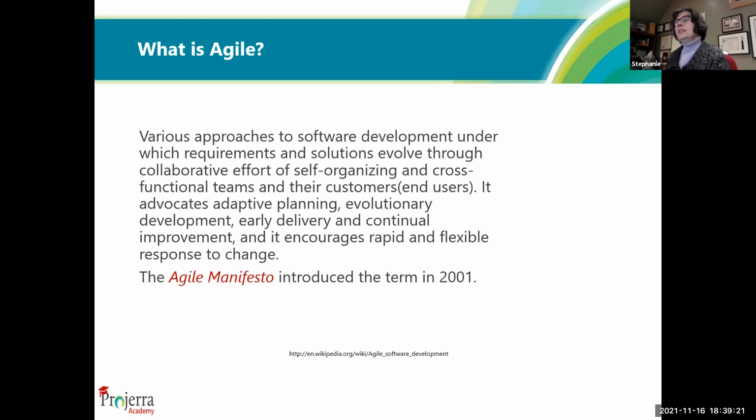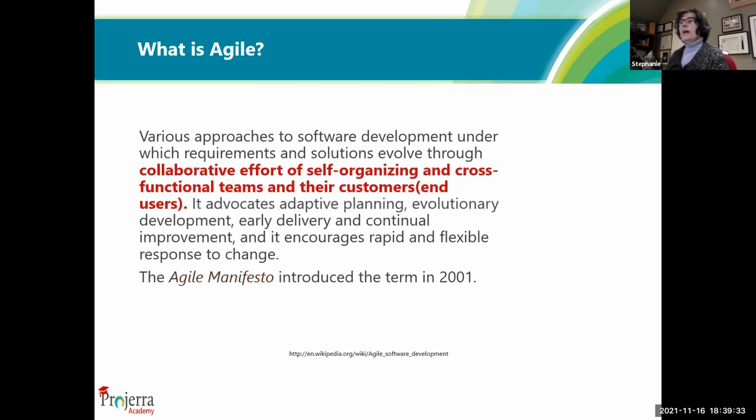But let's take a look at this and take it apart bit by bit, because there are some key components in here that are important for everybody to understand. And then I'm going to make a little extension to the definition. So, collaborative effort of self-organizing cross-functional teams and their customers, including end users. When I talk to some people about this, that gets them all squirrely. It's like, well, our end customers, we don't want to talk to them. We have too many of them. How are we going to focus on this?